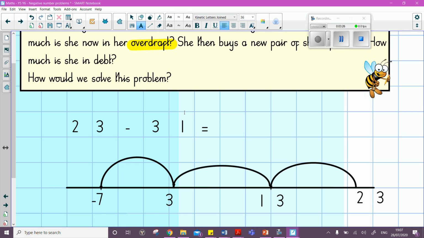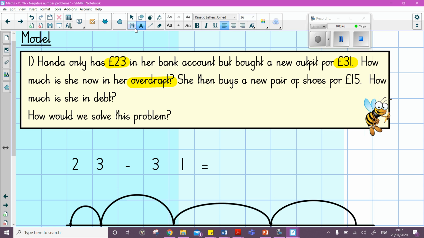And I need to subtract my 1. So negative 7, subtract 1. So again, I'm counting back again. I'm going to land on negative 8. So in her bank at the moment, she has minus £8. But that is not the answer to my problem, because I am being asked a 2-step problem. She then buys a new pair of shoes for £15. How much is she in debt?